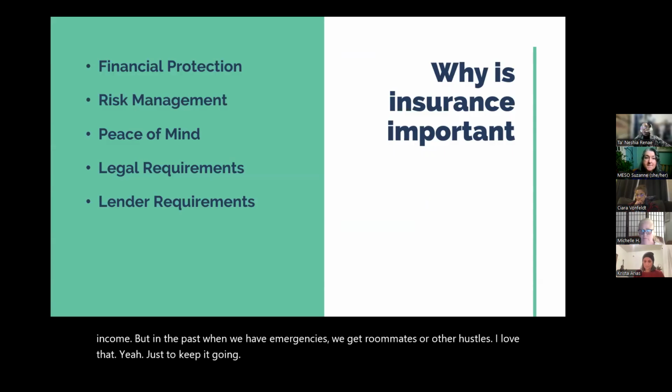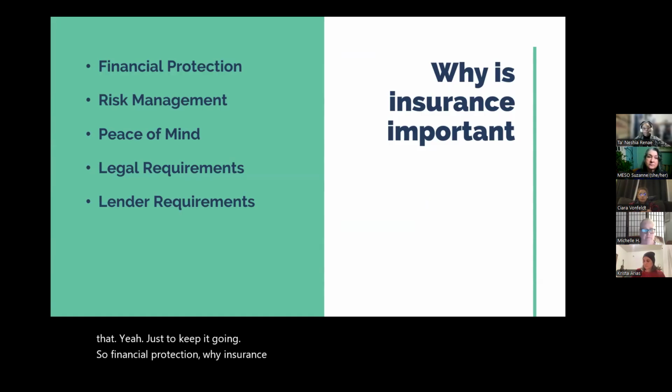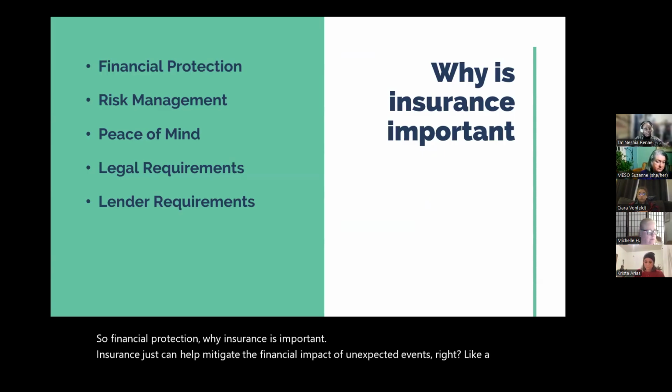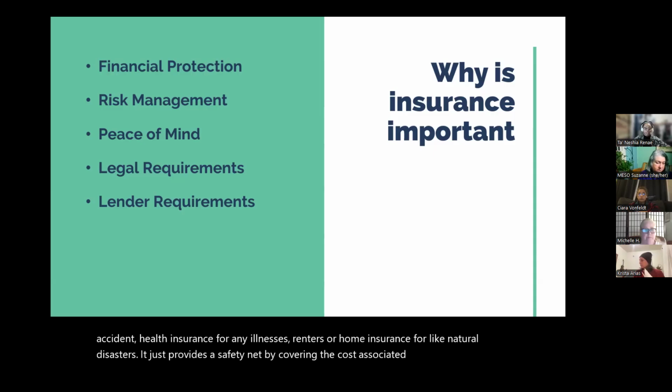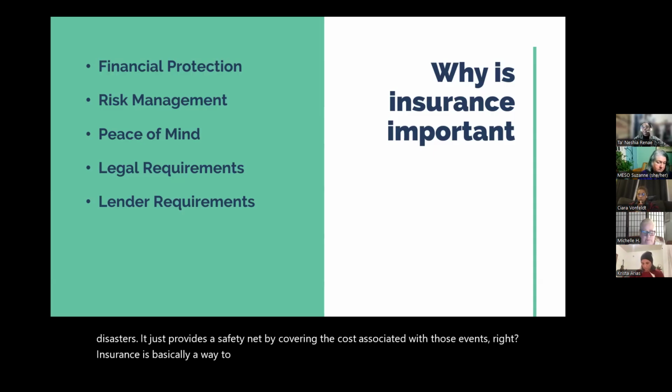So, financial protection: why insurance is important. Insurance can help mitigate the financial impact of unexpected events, right? Like a car accident, health insurance for any illnesses, renters or home insurance for natural disasters. It provides a safety net by covering the cost associated with those events. Insurance is basically a way to protect your assets. So, just some of these insurances, risk management.